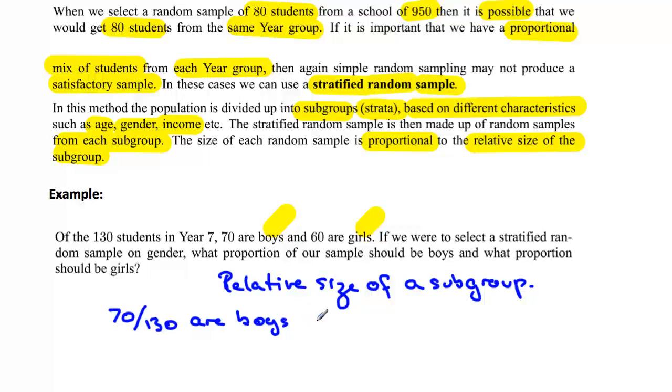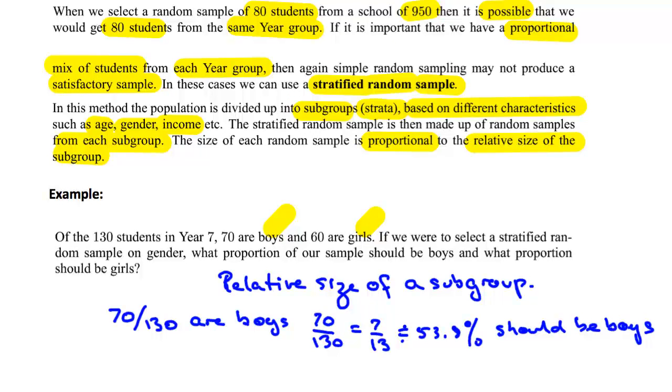Okay, so there's our fraction. We'll write it as we normally see it. 70 out of 130, which is 7 out of 13, which is approximately equal to 53.8%. In fact, it might be exactly, I'm not sure, but 53.8% about. We should have 53.8% made up of boys. Now that would be a fair sampling to balance it out.